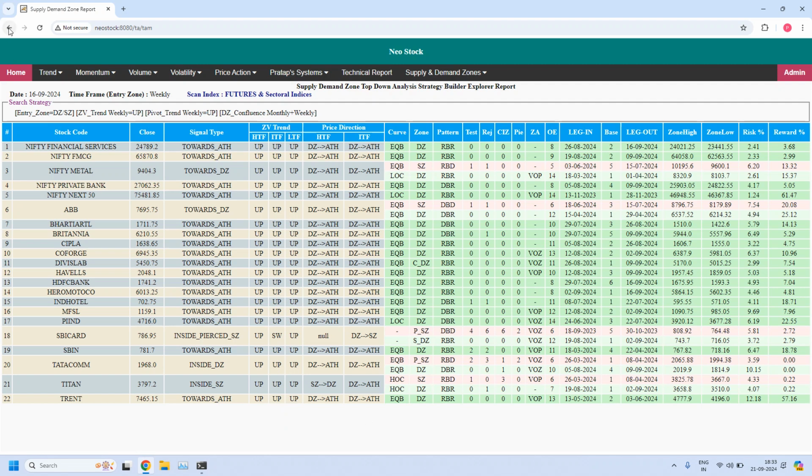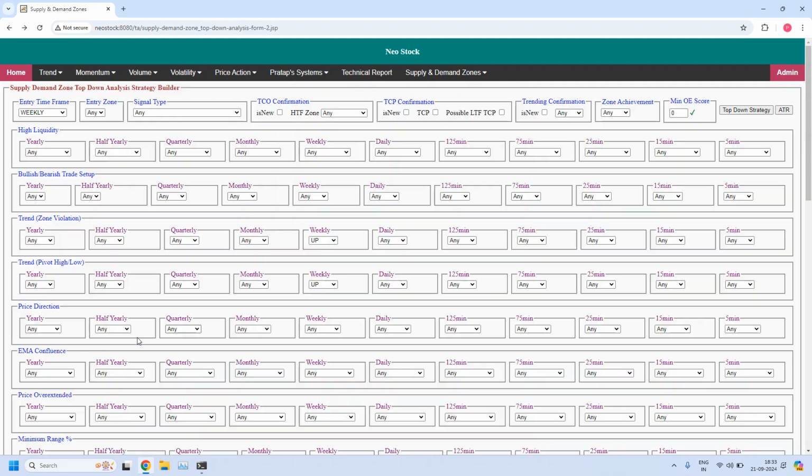So what am I going to do? I'm going to add EMA Confluence in the monthly time frame. Why are we adding in monthly? Because the weekly zone is part of the monthly zone. That is Zone Confluence. Because it is part of the monthly zone, if the monthly zone is having monthly EMA confluence, it's a high probability setup. So in the EMA Confluence, monthly time frame, I'm adding monthly demand zone with monthly EMA Confluence. Why monthly demand zone? Because the weekly demand zone is part of the monthly demand zone.